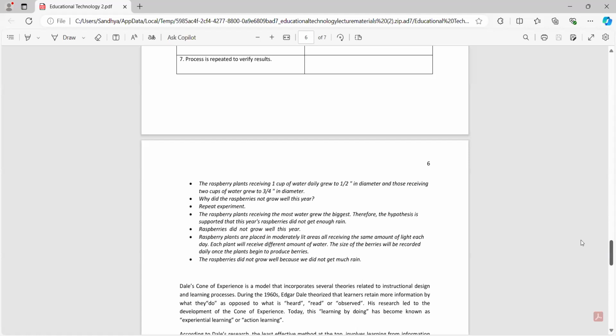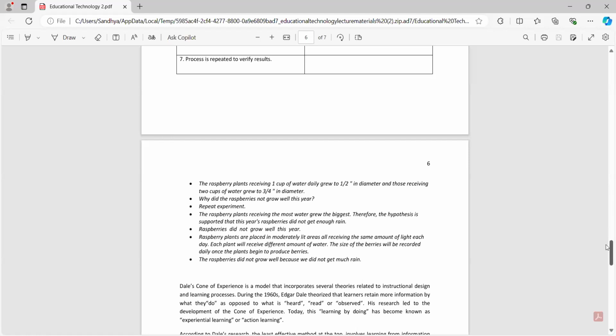Right. So then you collect data and analyze them. What is it? The first one. The raspberry plants receiving 1 cup of water daily grew to half an inch in diameter, and those receiving 2 cups of water grew to 3/4 in diameter. Okay, very good. So then after analyzing the data, what is the next step?